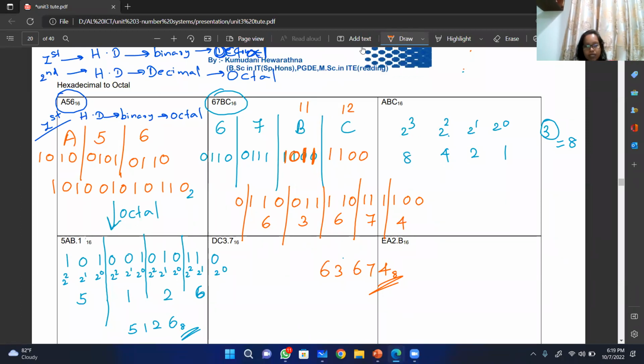The answer should be 63674. Yes, correct. You are correct. I got wrong. Then we'll see the last one of this collection. The last one, EA2.B, fraction kind of one. Last one.